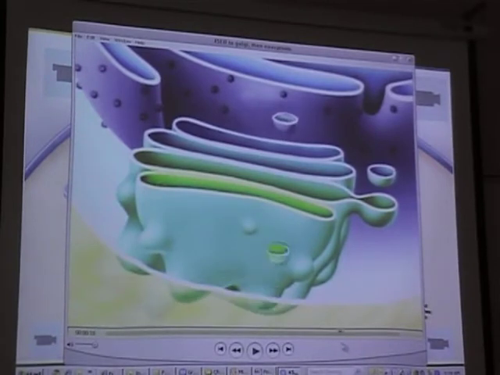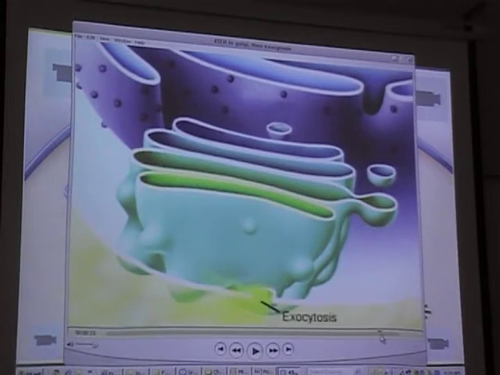If this were a cell inside your stomach, it might be releasing acidic enzymes that break down the food. If it's a cell inside your brain, it might be releasing growth hormone that causes other cells to grow.